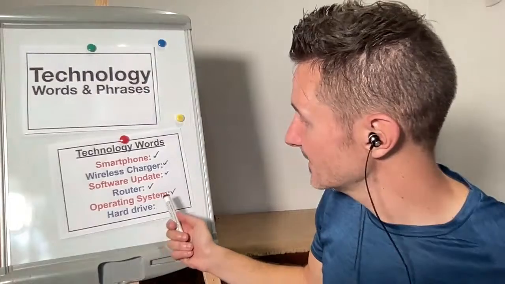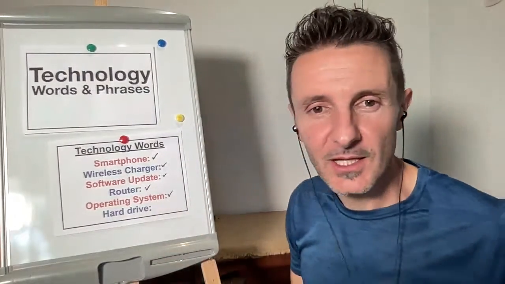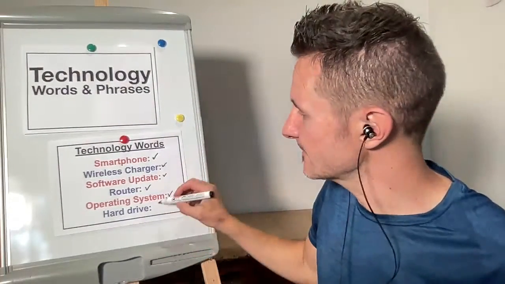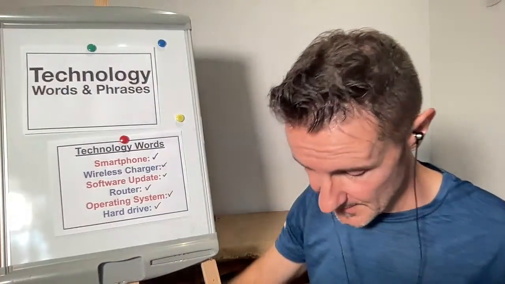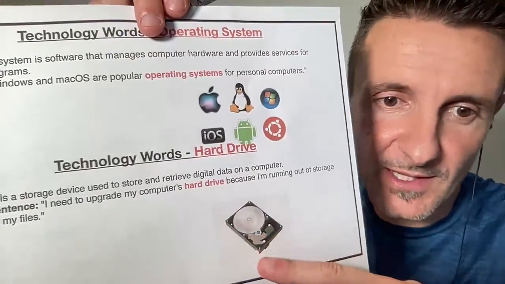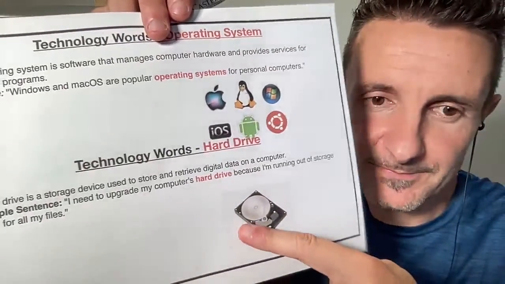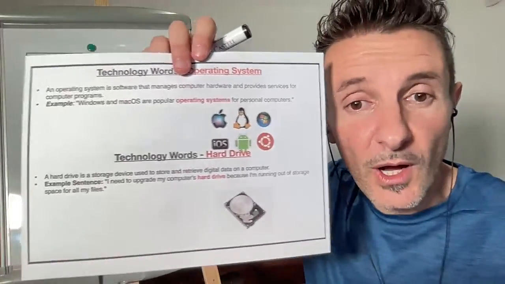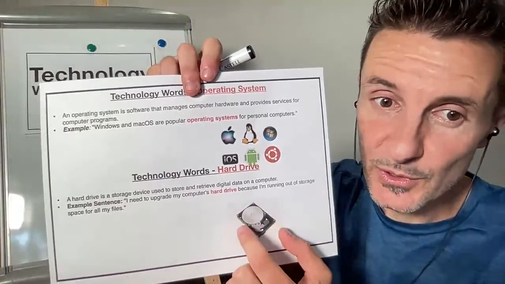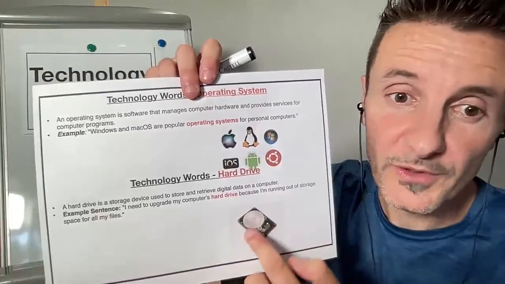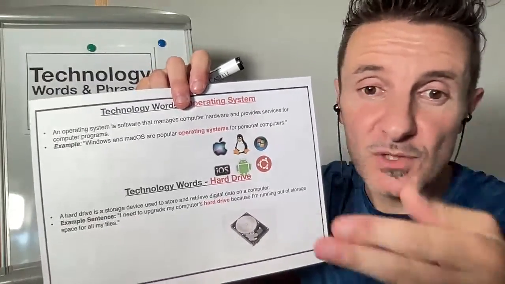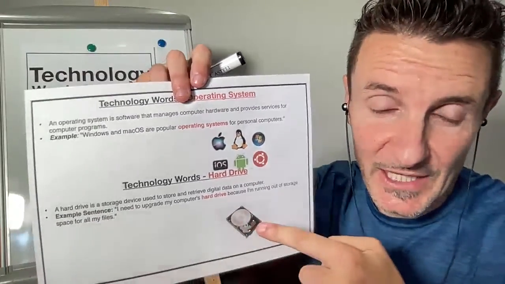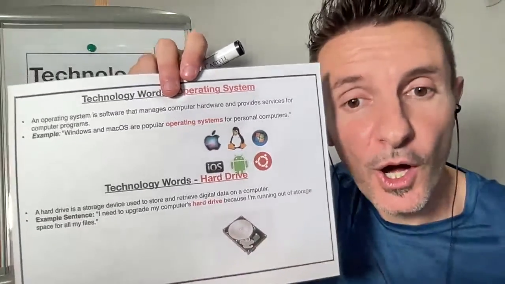Okay. All right, let's move on to the last technology word we're going to cover today, a hard drive. This one is important because every computer, every laptop has got a hard drive. And this is a picture of what that looks like. This is a hard drive, okay? So a hard drive is the thing inside your computer or your laptop that stores all the information, all your pictures, all your videos, all your music. That gets stored on this thing here. And this thing here is called a hard drive.